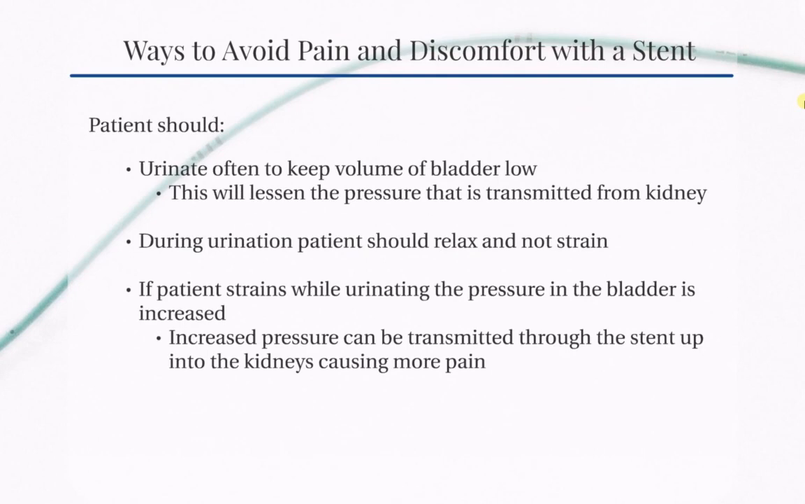In order to avoid pain and discomfort with the stent, the patient should urinate often to keep the volume of urine in the bladder low. This will lessen the pressure that is transmitted to the kidney. During urination, the patient should relax and try not to strain. If the patient strains while urinating, the pressure in the bladder is increased, and that pressure can be transmitted through the stent up into the kidney, which can cause even more pain.